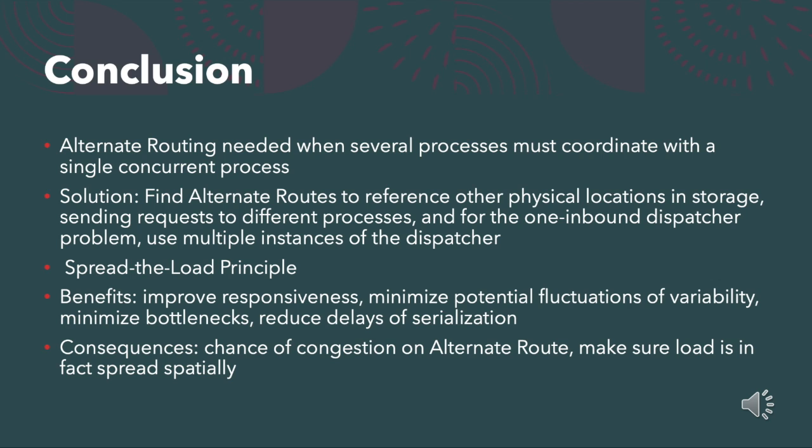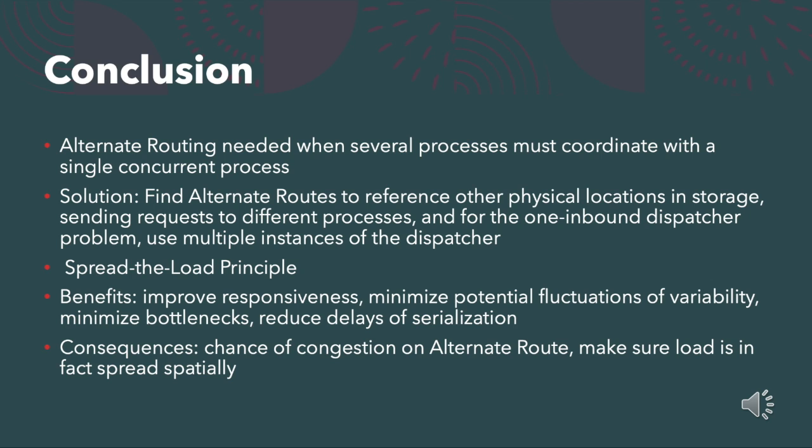So to sum things up, problems occur frequently in database systems when many processes need exclusive access to the same physical location, usually to execute an update. Alternate routing is needed when several processes must coordinate with a single concurrent process, or when a single dispatching process receives inbound requests and determines which subsequent process is to handle the request.